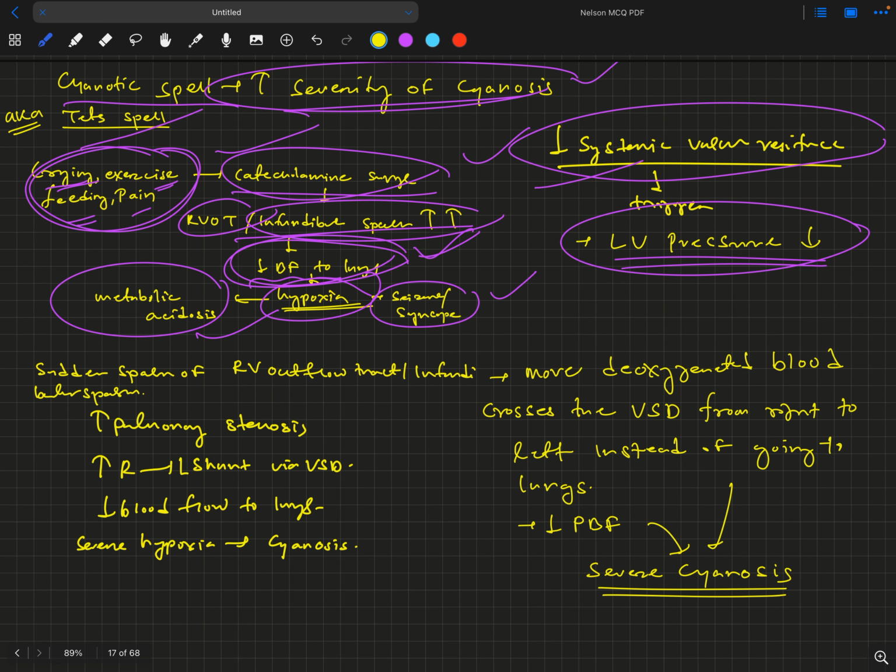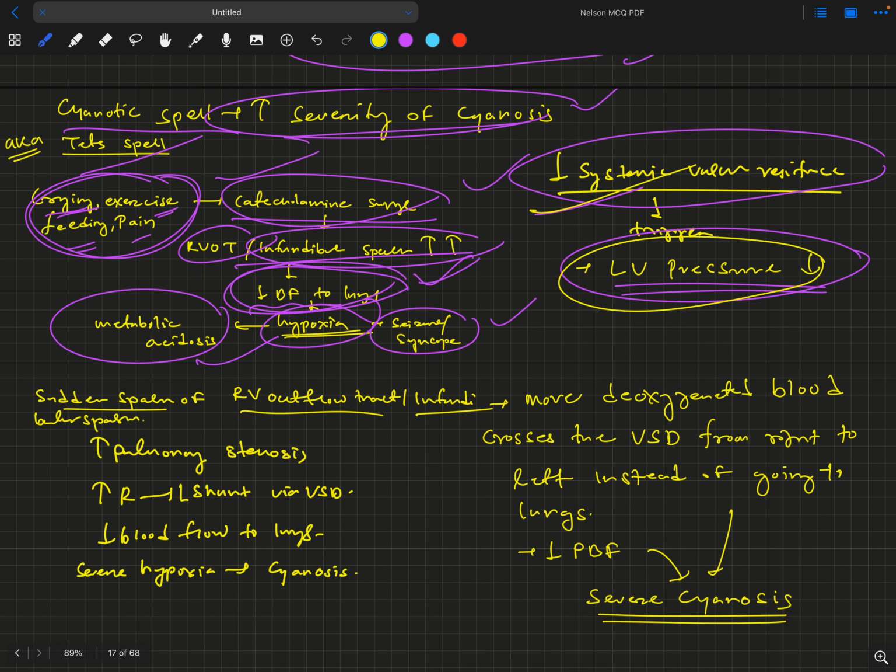So sudden spasm of the right ventricular outflow tract, or infundibular spasm, leads to what? When there is infundibular spasm, the blood in the right ventricle can't go towards the pulmonary artery, so it accumulates in the right ventricle and the right ventricular pressure increases. Now there is a VSD present between the right ventricle and left ventricle. Due to the decrease in systemic vascular resistance, the LV pressure falls. Now we are in a condition in which right ventricular pressure is more than left ventricular pressure, and a ventricular septal defect is present between them.